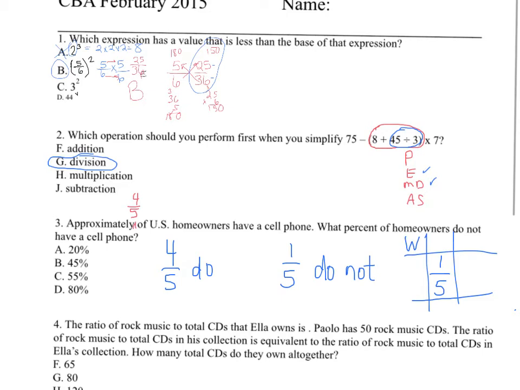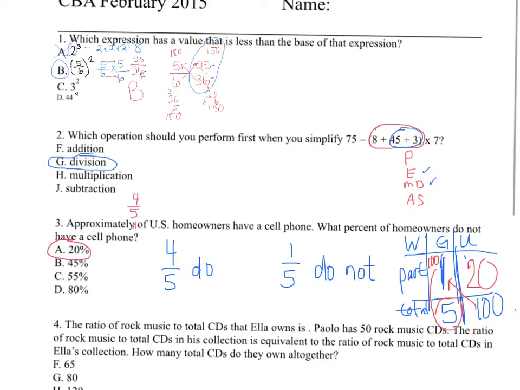Okay, 1 to 5 is how many? Oh my goodness, what am I doing here? That 5 belongs down here. That's 1 to 5. This is part to total. And they want to know what percent. Okay, so 100 times 1 is 100. We cross multiply, and then what do we do? Divide. 100 divided by 5 is 20. 20% do not have a cell phone.